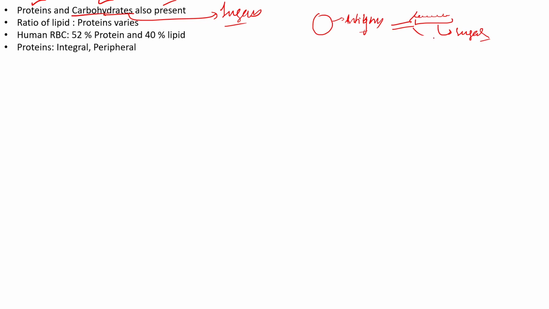Now what is the function of the carbohydrate or sugar that is present in the cell membrane? They play a very important role in cell recognition.